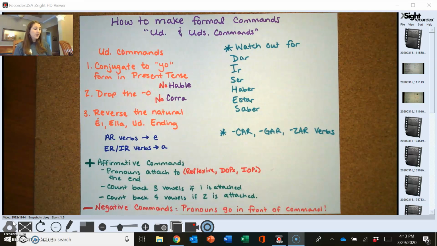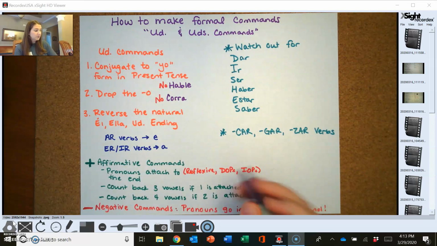Now, one other little caveat that we're going to have to talk about is reflexive commands. When they're in usted or ustedes commands, they're no longer tú commands, so you're not going to use the pronoun te, because te is the tú reflexive pronoun. You're going to be using se. Okay, so let's do one example over here, kind of in the blank space.